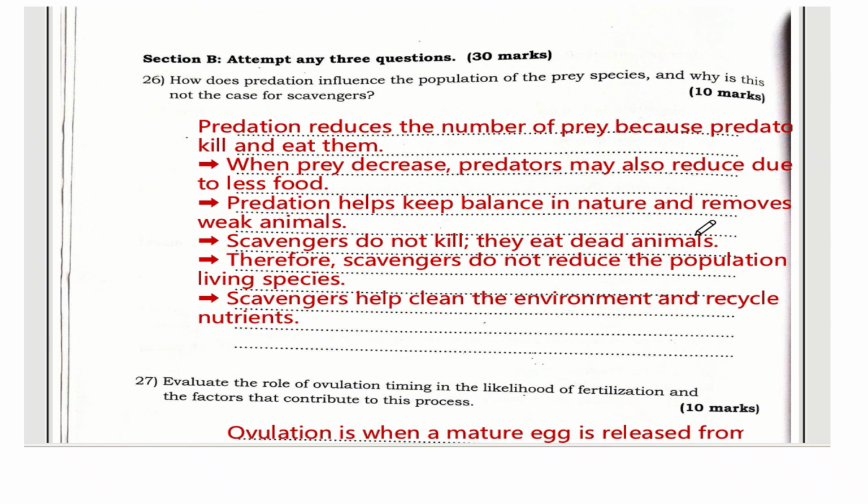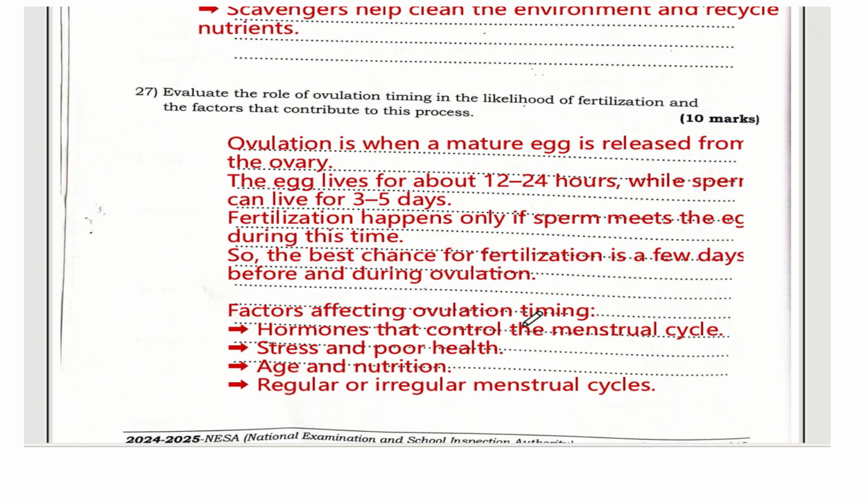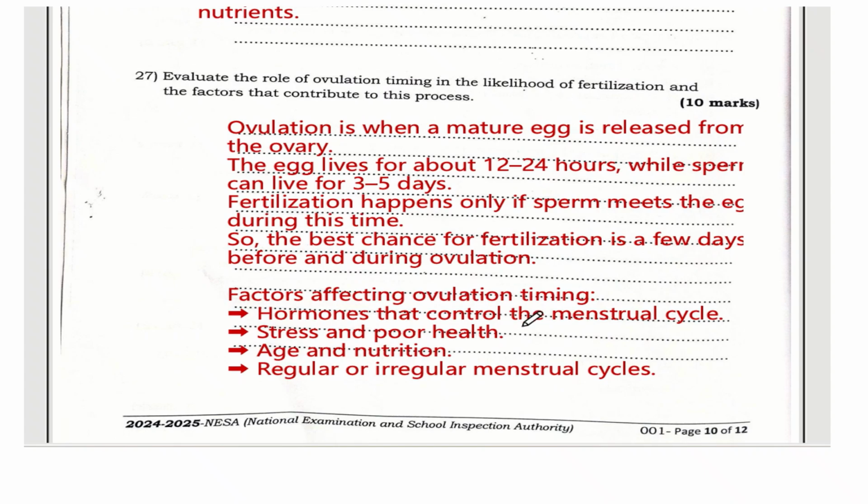Instead, they recycle the nutrients and clean the environment by consuming those animals or the remains. So this is why predation affects prey population while scavengers do not. So let's jump to the last question of today, which is question 27.